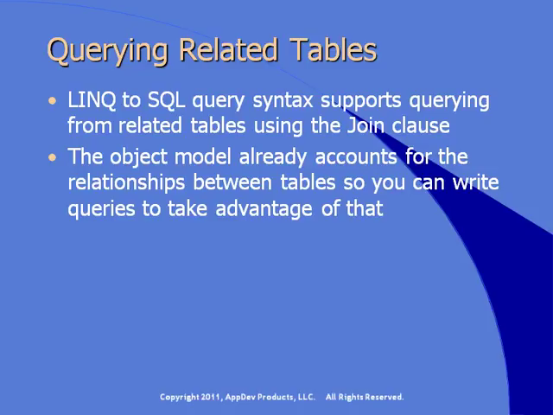But the object model already accounts for relationships between tables. And we saw that the customer class has an orders property, which will contain all of the orders for that customer. And then we saw that the order class has a customer property, which points back to the customer. So the relationships are already accounted for in the object model, so we don't have to do joins.